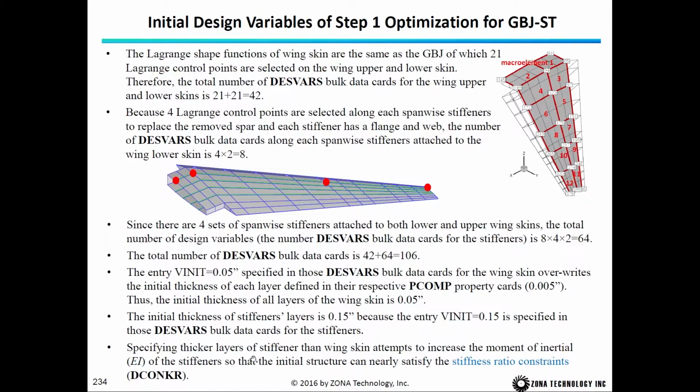Specifying a thicker layer for the stiffener than the wing skin attempts to increase the moment of inertia of the stiffener, namely the C-bar, so that the initial structure can nearly satisfy the stiffness ratio constraint. So we want to increase the EI of the C-bar, so it's stronger. We compare the EI of the C-bar to the EI of the skin it is attached to, to satisfy the stiffness ratio constraints, DCKR.